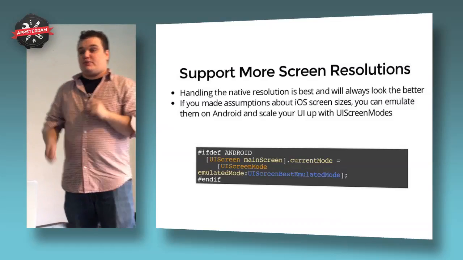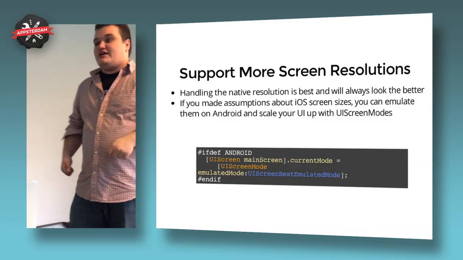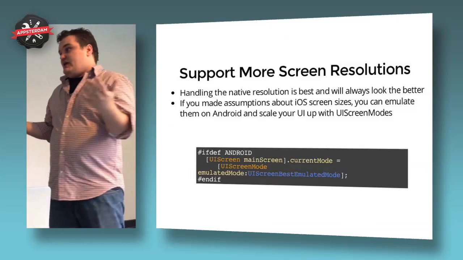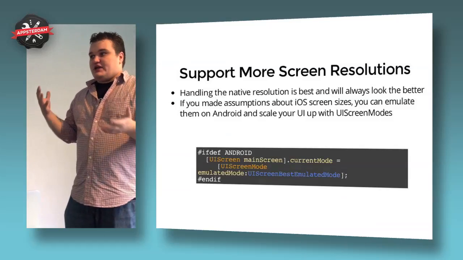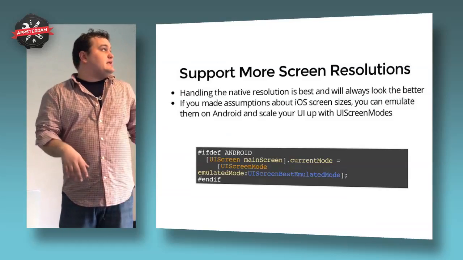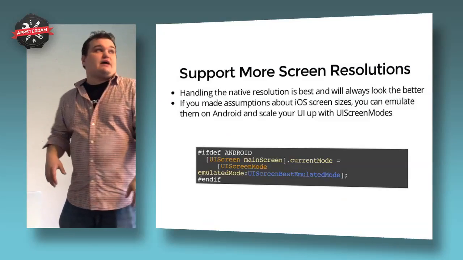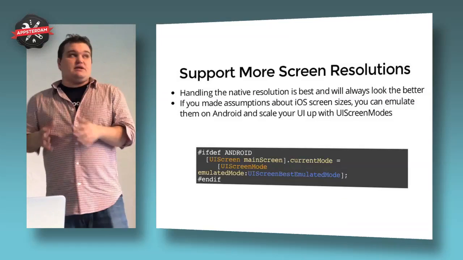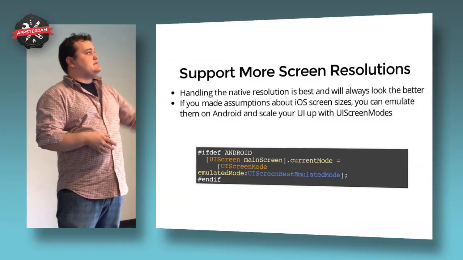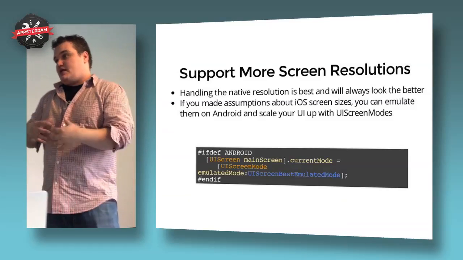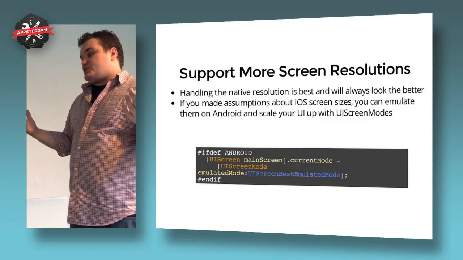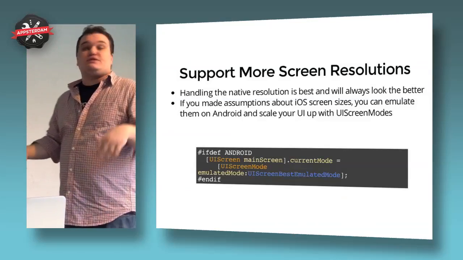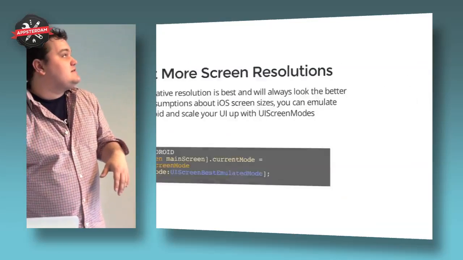So if you did hard-code pixel values for 420 or whatever, you can actually scale up. It won't look the best. It's probably a good intermediate solution to ship now. But it's better to set this up and properly support the native resolutions. But until then, we have this nice emulation mode that will scale up your screen so that your UI screen matches the UI screen on the device.